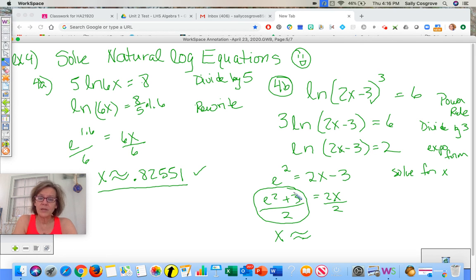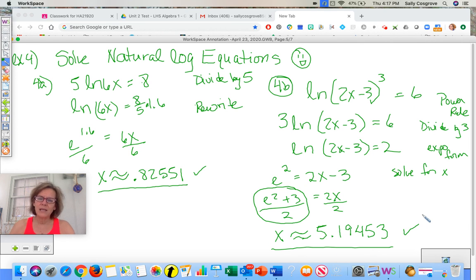Now I'm going to say plus 3, and when I hit enter, I get 10.389. And then I need to divide all that by 2, and I have 5.194528. So x is approximately 5.194528. I'll round it to 3 decimal places.